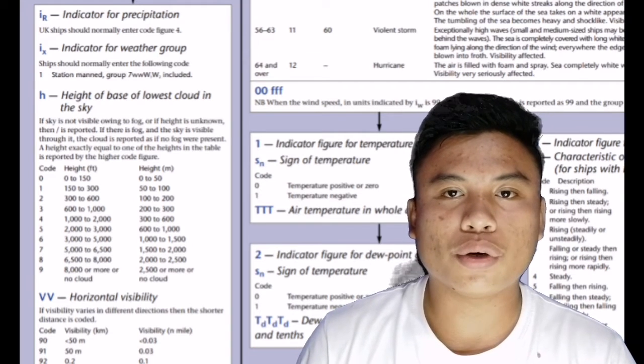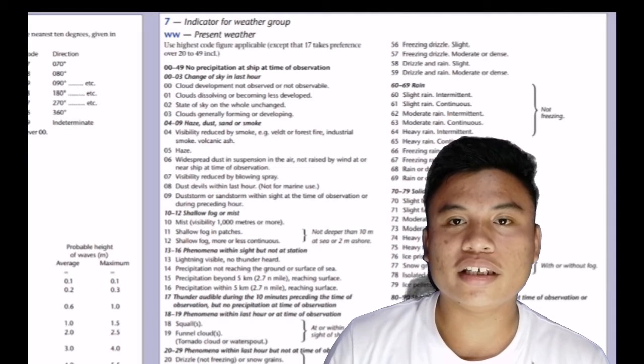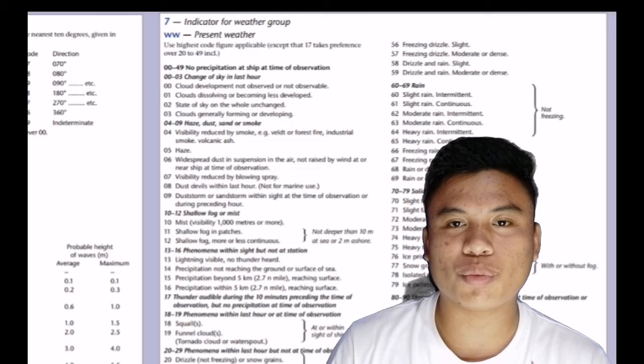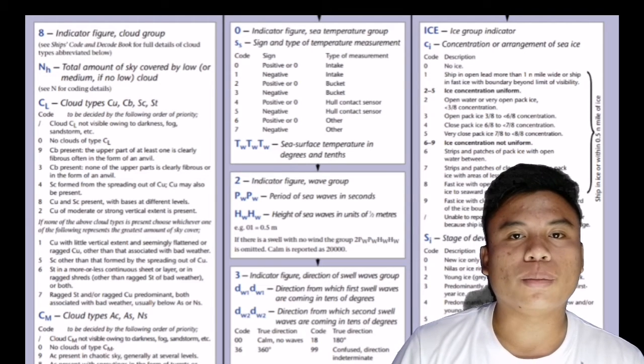H should be the height of the base of the lowest cloud in the sky. VV would be horizontal visibility. Next is the 7, the indicator for weather group. WW is the present weather. Next is 8, the indicator figure for cloud group.